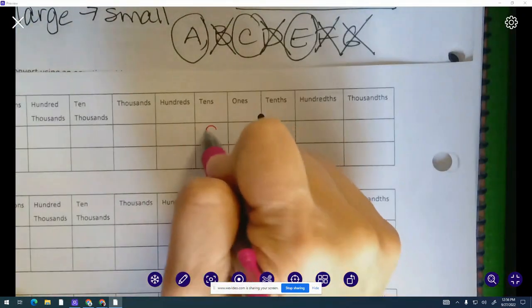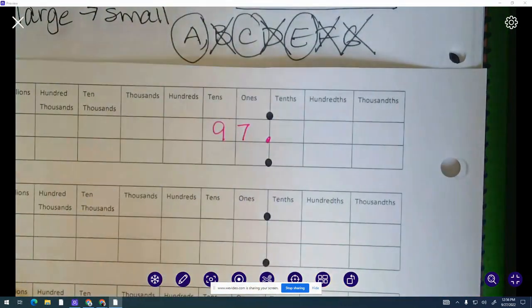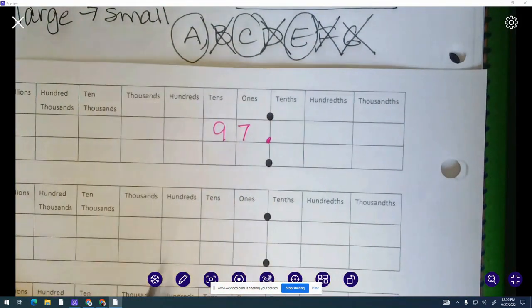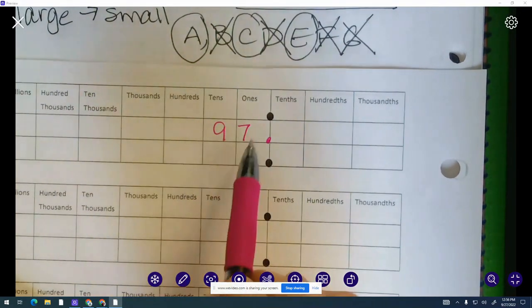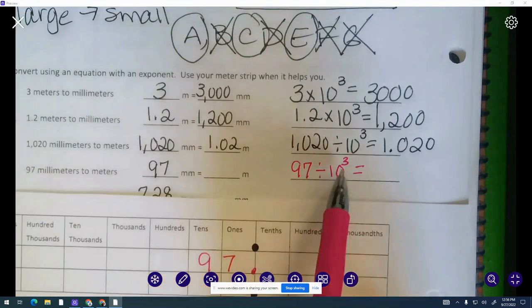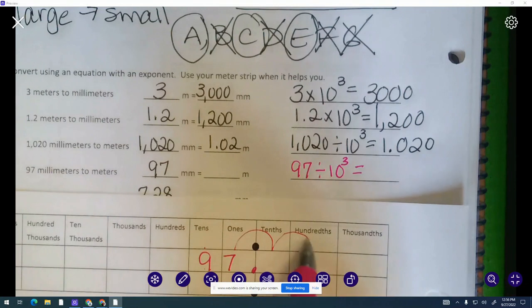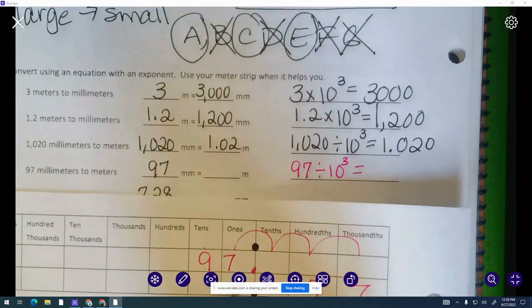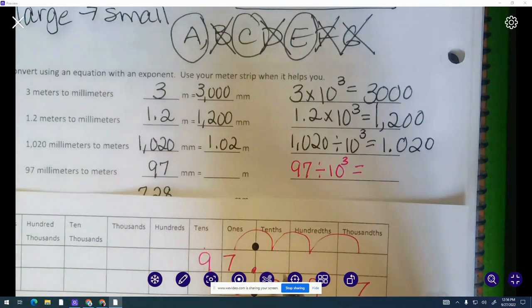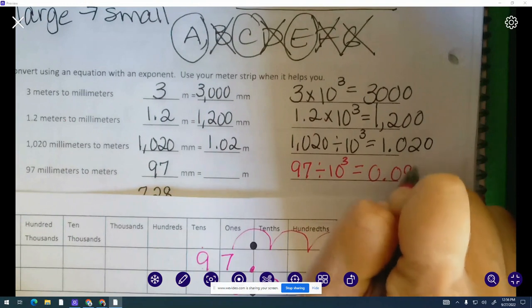So 97, if I'm dividing it, my number is getting larger or smaller? Smaller. So the 9 can't go to the hundreds place. 9 must get smaller. And I already know I'm moving it 3 places. So we're going to move the 7 1, 2, 3 spots. So my 7 goes here, my 9 goes here. I need my space fillers. So my answer is 97 thousandths.